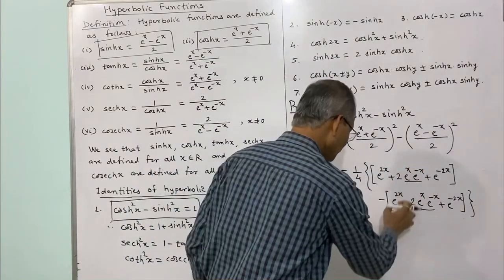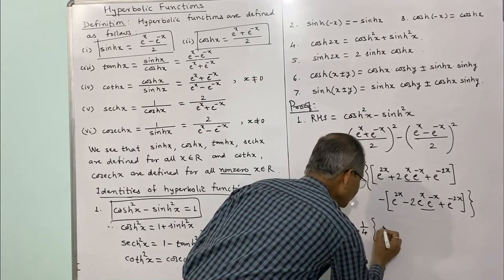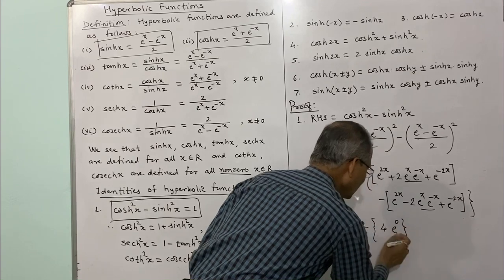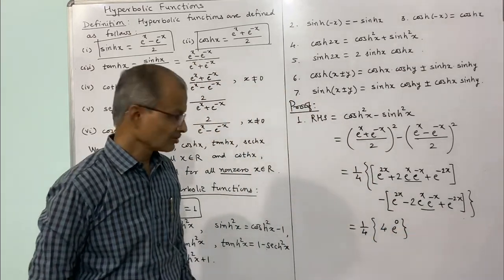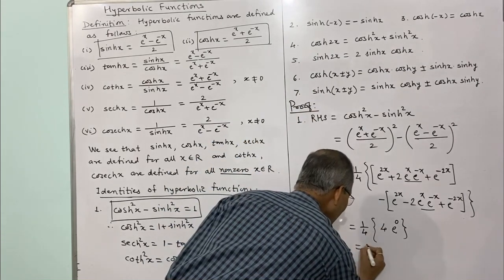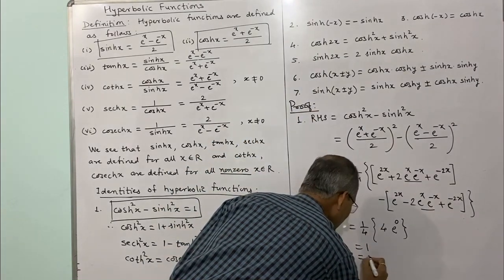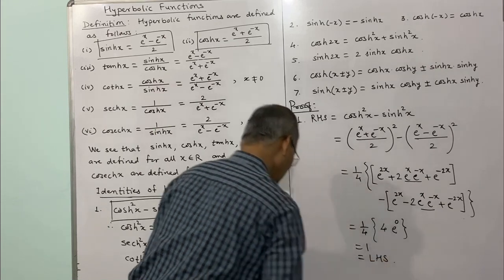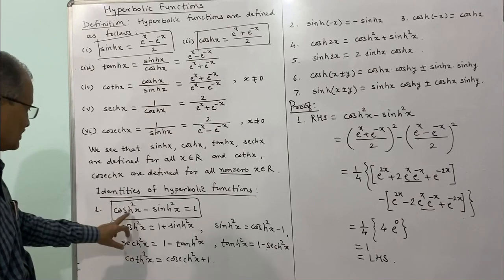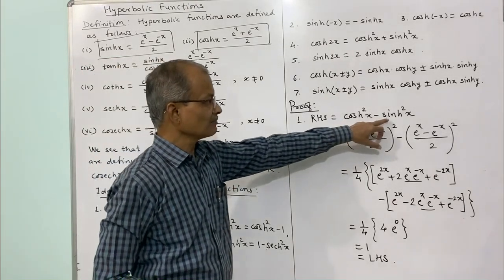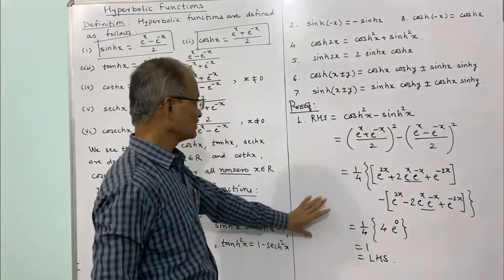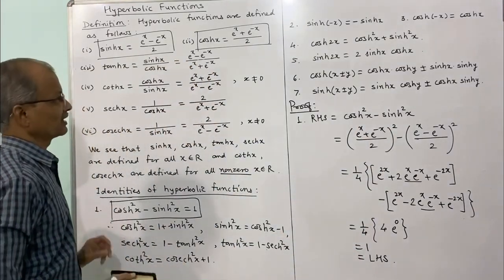So therefore this is plus 4 in bracket e to the power 0, and that is 1. So therefore it is 1 by 4 into 4, which is equal to 1, and that is the LHS. So thus this proves the first identity. What we have proved is hyperbolic cos square x minus hyperbolic sin square x is equal to 1, and this completes the proof of the first identity.